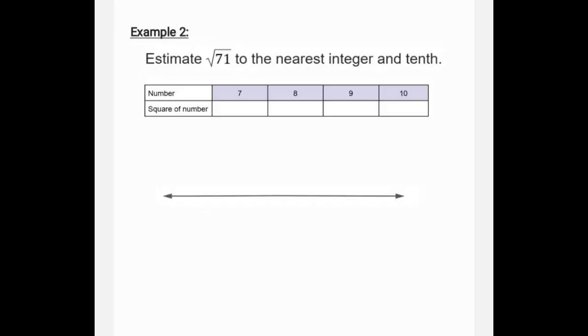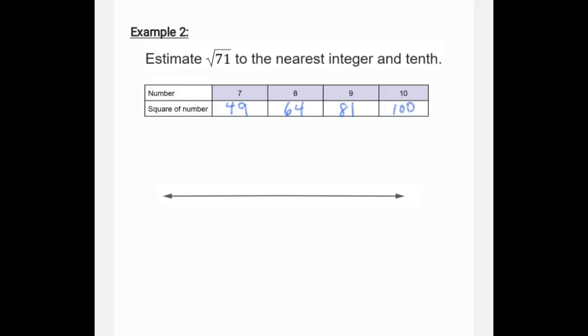Now let's look at example 2. We're going to go ahead and estimate the square root of 71 to the nearest integer and the 10th place. If I take the number 7 and I square it, then 7 times 7 will give us 49. So we're going to go ahead and put 49. And then do the same thing for 8. So 8 times 8 is going to give us 64. And 9 times 9 will give us 81. 10 times 10 will give us 100.